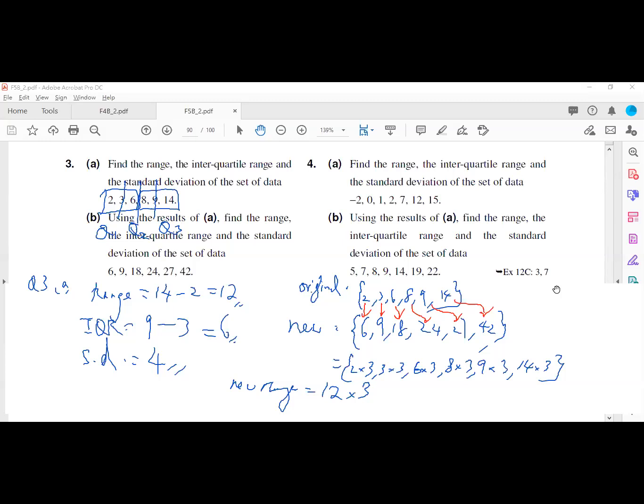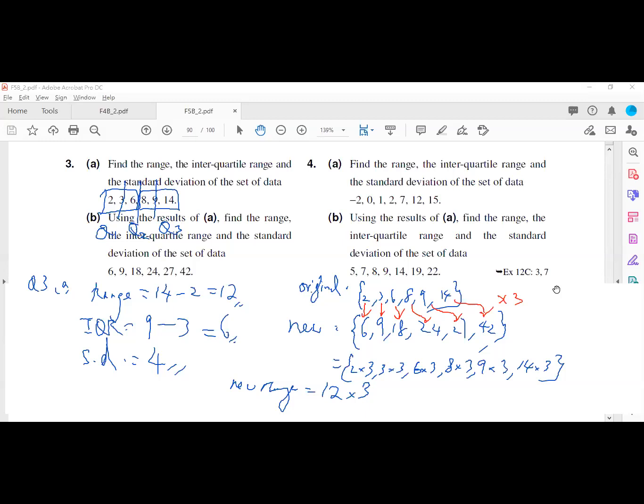So the only possible change will be times 3, right? We multiply 3 to each of the original data to get the new data. Can you see this? Okay, so this is what we need to think about. Okay, good.